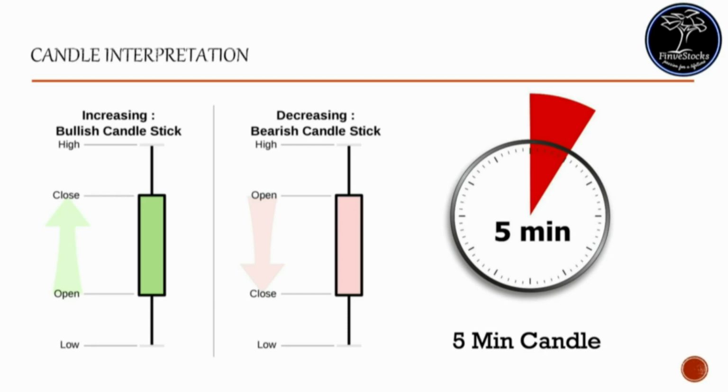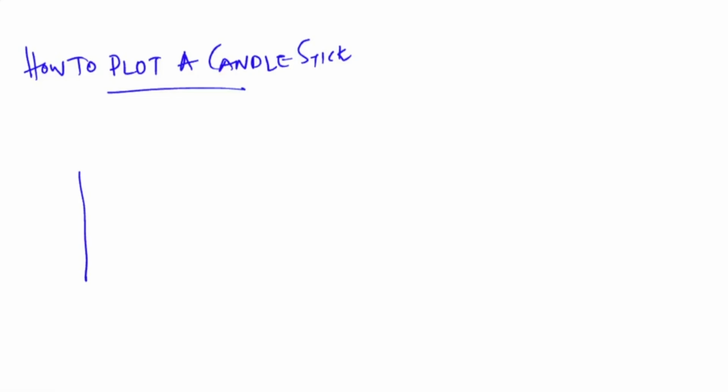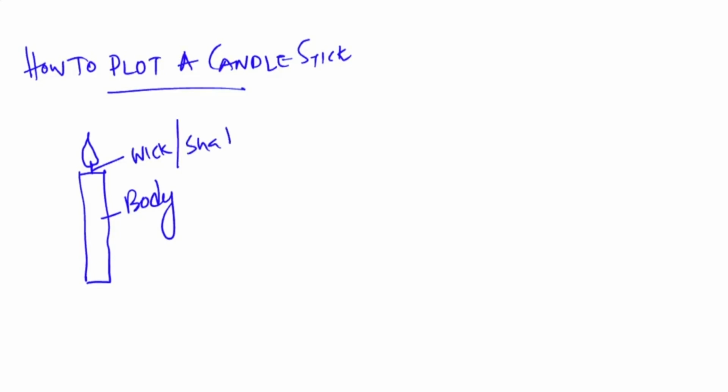Now let's see how to plot a Japanese candlestick. It is similar to a regular candle, wherein the candle has a body and a small wick where the flame used to be. So here, this is called a body. This is the wick, or it is called the shadow.